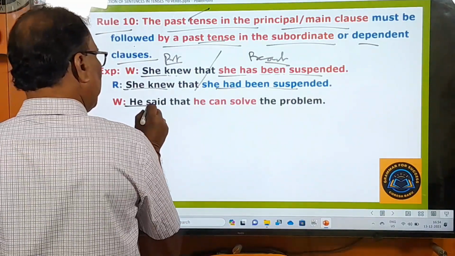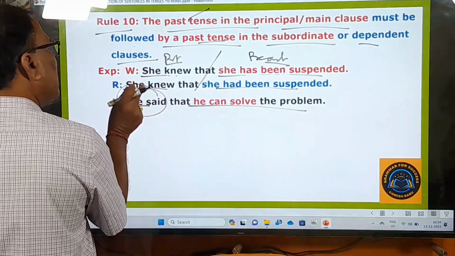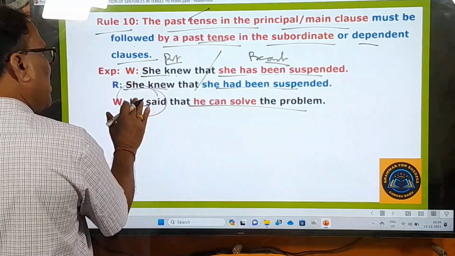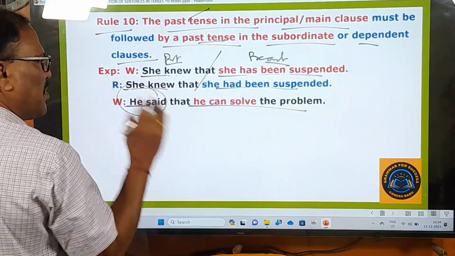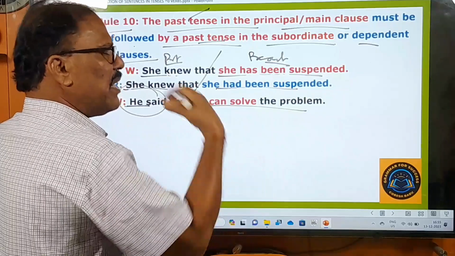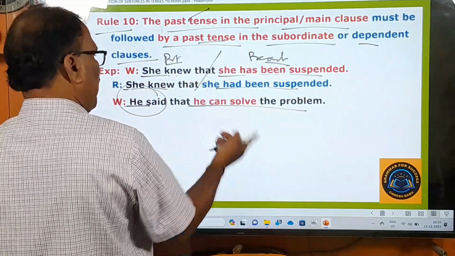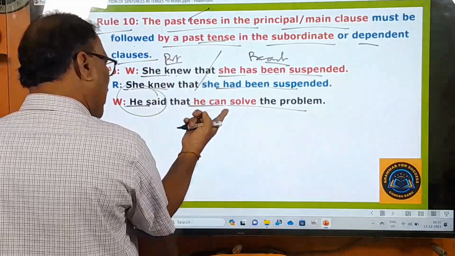Similarly, he said he can solve the problem. See here, in the main clause there is simple past tense. Okay, in the main clause there is past tense, and automatically in the succeeding sentence also there must be past tense, whatever kind of past tense. I am not saying only simple past tense must be there, or past perfect must be there. I am not saying that, but any past tense, relevant to past tense, must be here.